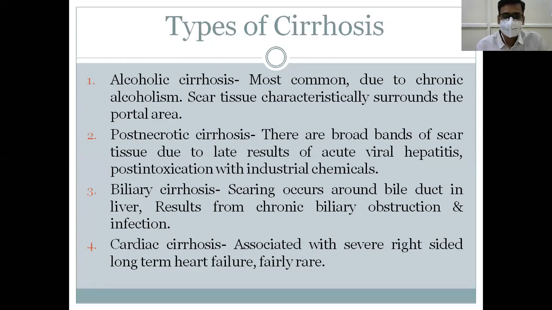When you look into post-necrotic cirrhosis, there are broad bands of scar tissue due to the late results of acute viral hepatitis or post-intoxication with industrial chemicals. In biliary cirrhosis, scarring occurs around the biliary duct in the liver, resulting from chronic biliary obstruction and infection. Cardiac cirrhosis is associated with severe right-sided long-term heart failure, which is fairly rare when compared to the other types. Cardiac cirrhosis is rare. In India, we commonly come across alcoholic cirrhosis.